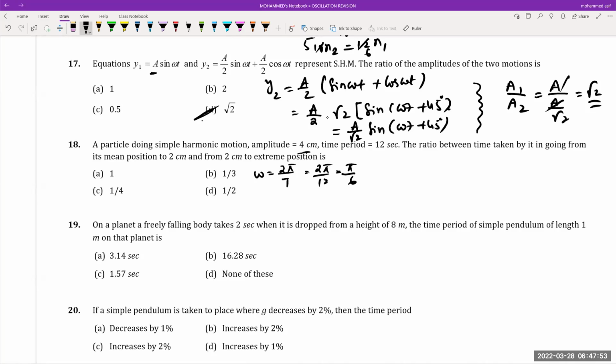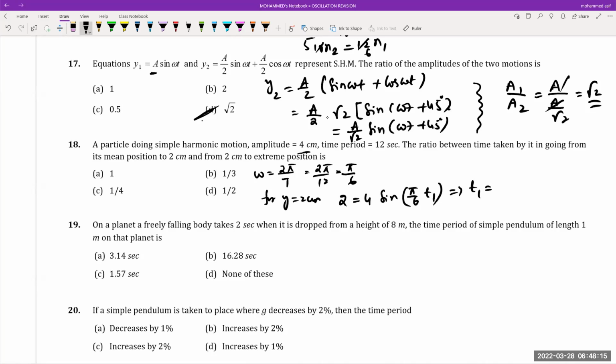Okay, the ratio between the time taken by it in going from the mean position to y is equals to 2 centimeters. For y is equals to 2 centimeters if I'm writing, so 2 is equals to amplitude is 4 into sine, omega की value हो गई pi by 6 into your t1. Okay, इसको simplify कर लो, we'll get the value of t1.